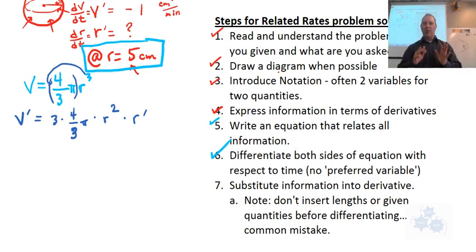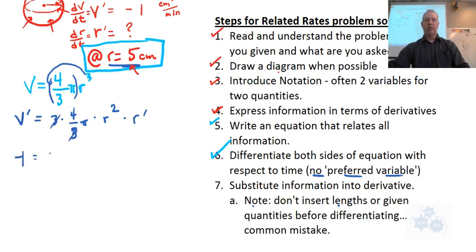So differentiate. There's no preferred variable. Everything is prime. Nothing turns into 1. So now we substitute the information into the derivative. Here's a note: don't insert lengths or anything like that before differentiating. That's a common mistake. So that's my note about this whole r equals 5 thing. So v prime. Am I given v prime? Yes. It's -1.